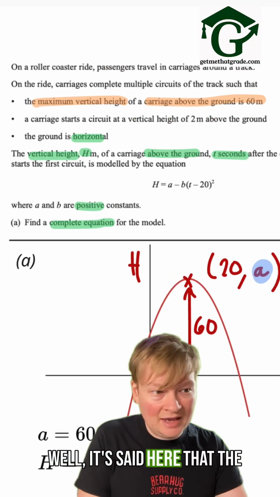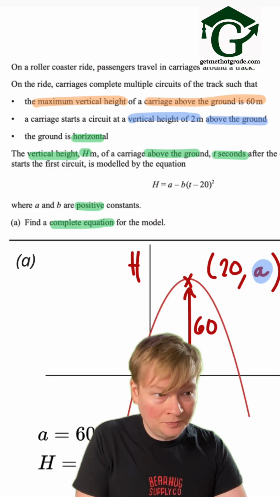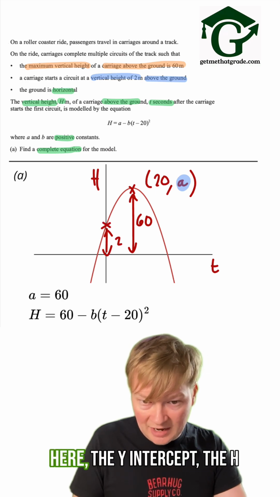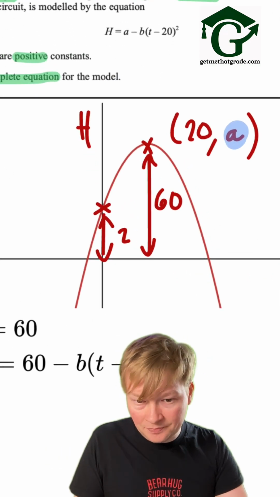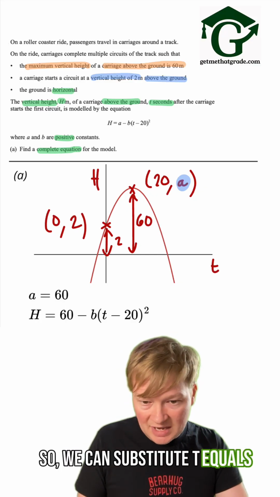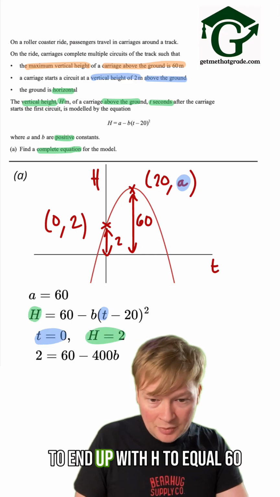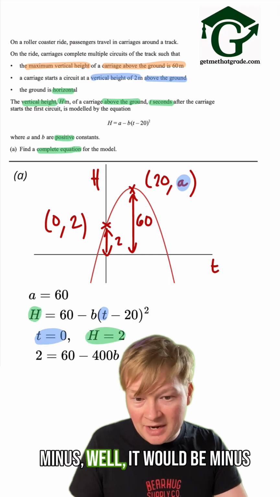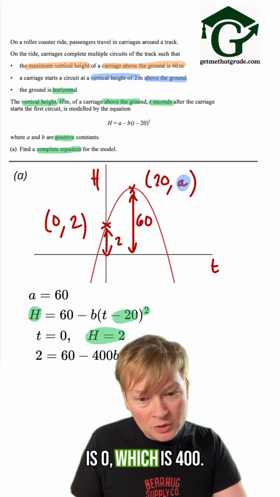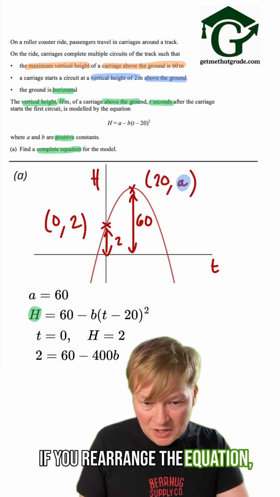Well, it said here that the carriage starts a circuit at a vertical height of 2 metres above the ground. So that's really talking about this distance here. It's talking about this point here, the y-intercept, or the h-intercept here. So when t equals 0, h will equal 2. So we can substitute t equals 0 into here at the same time as h equals 2 into here, to end up with 2 equals 60 minus, well, it would be minus 20 squared, because this part is 0, which is 400. So 2 equals 60 minus 400b. If you rearrange the equation, you get this.